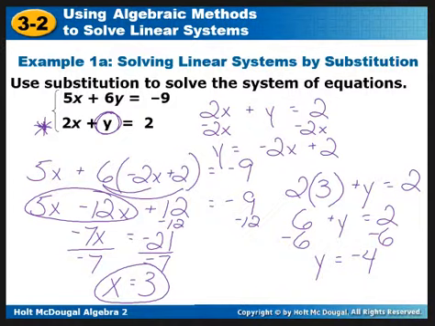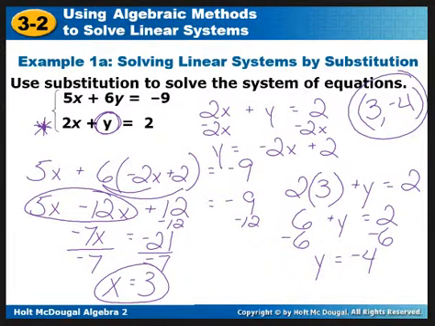So again, I found both an x-coordinate and a y-coordinate that represent the point at which those two lines, if we were to graph them, would intersect. Hopefully that is where you came up with the answer, and if it's not, hopefully you can see at which point you may have gone wrong.